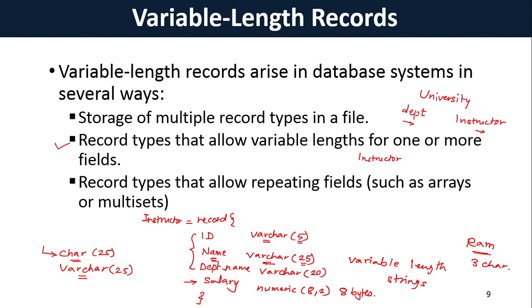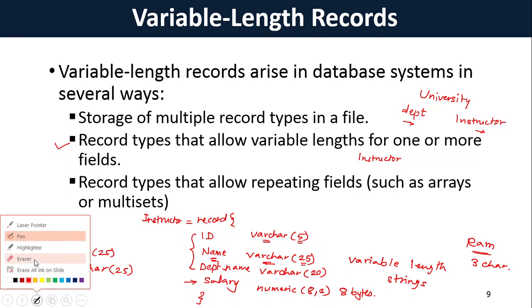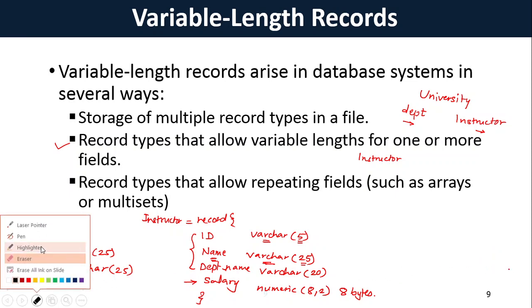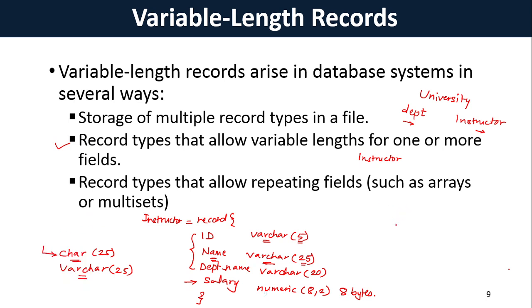The third reason is record types that allow repeating fields. What we mean by this is record types that allow repeating fields such as arrays or multi-sets. Meaning if I am having, say, student data that I want to store, I am having the ID of the student and I want to store the courses opted by the student. So it is possible that I may store the data like the ID of the student is 101 and the courses opted by this particular student 101 can be stored in a single attribute courses in the form of a set. Say, for example, CS 101 is the course opted by this student.